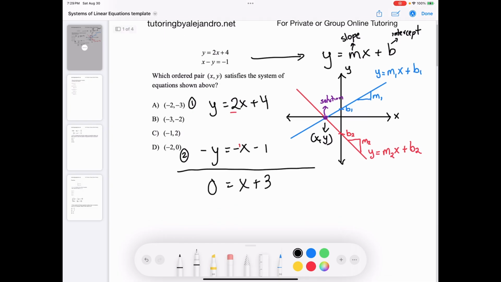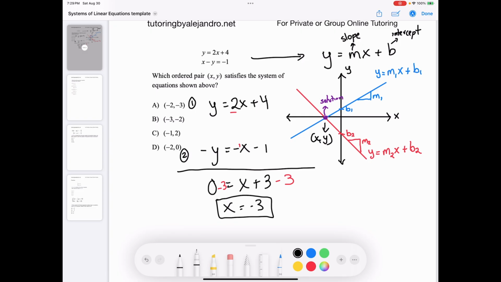So now I'm going to isolate the x. So I need to get rid of that plus 3. So I apply the opposite operation, which is subtraction. And I have to apply it on both sides. So -3 on the right and -3 on the left. And I'm left with x equals -3. Okay. So now I have my x value.